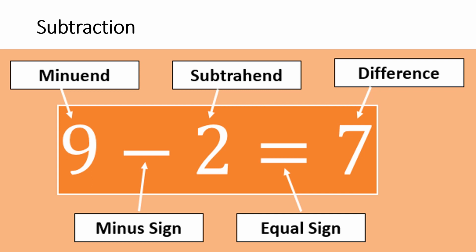It is time to understand the next operation, which is subtraction. See here, 9 minus 2 equals 7. Here 9 is the minuend, 2 is the subtrahend, and 7 is the difference. Here is a minus sign and this sign is of equal. So now you have to understand these two terms very carefully, minuend and subtrahend.